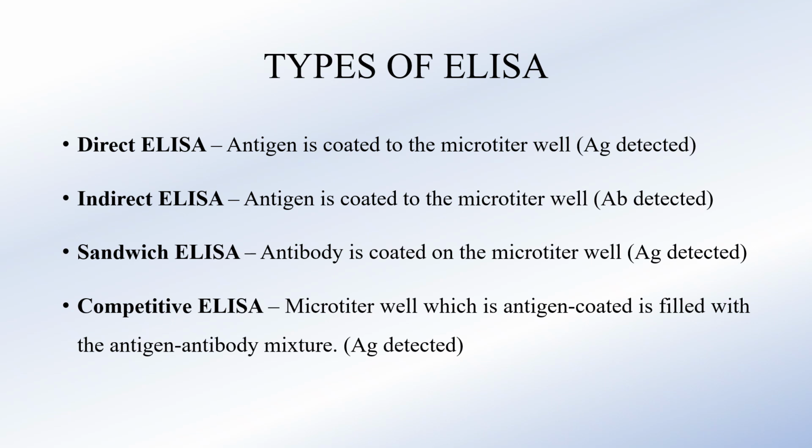In the first, that is direct ELISA, antigen is coated to the microtiter well plate, and in this type of ELISA antigens are detected. Second, indirect ELISA, here also the antigen is coated to the microtiter well plate, but in this case we can detect antibodies. Third one is the sandwich ELISA, where antibodies are coated to the microtiter well plate and we can detect the antigens. Fourth one is the competitive ELISA, where the microtiter well, which is antigen coated, is filled with the antigen and antibody mixture, and here also we can detect the presence of antigen.